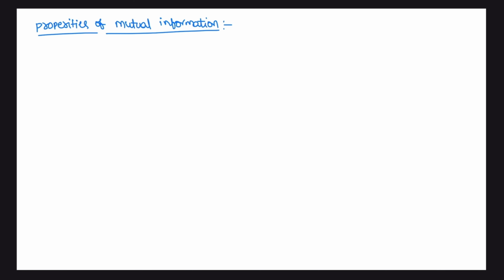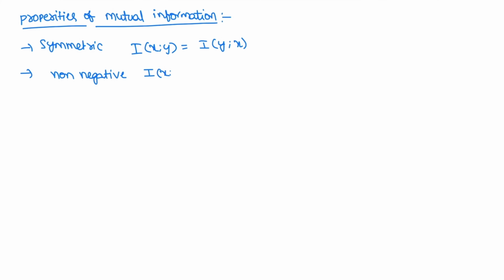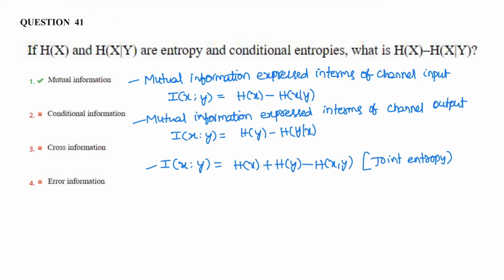So some properties of mutual information are: mutual information is symmetric. This mutual information I of xy is symmetric, that is, I of xy is equal to I of yx. The first property is that mutual information is symmetric, and it is non-negative, always a positive quantity: I of xy is greater than or equal to 0. So this is about mutual information.